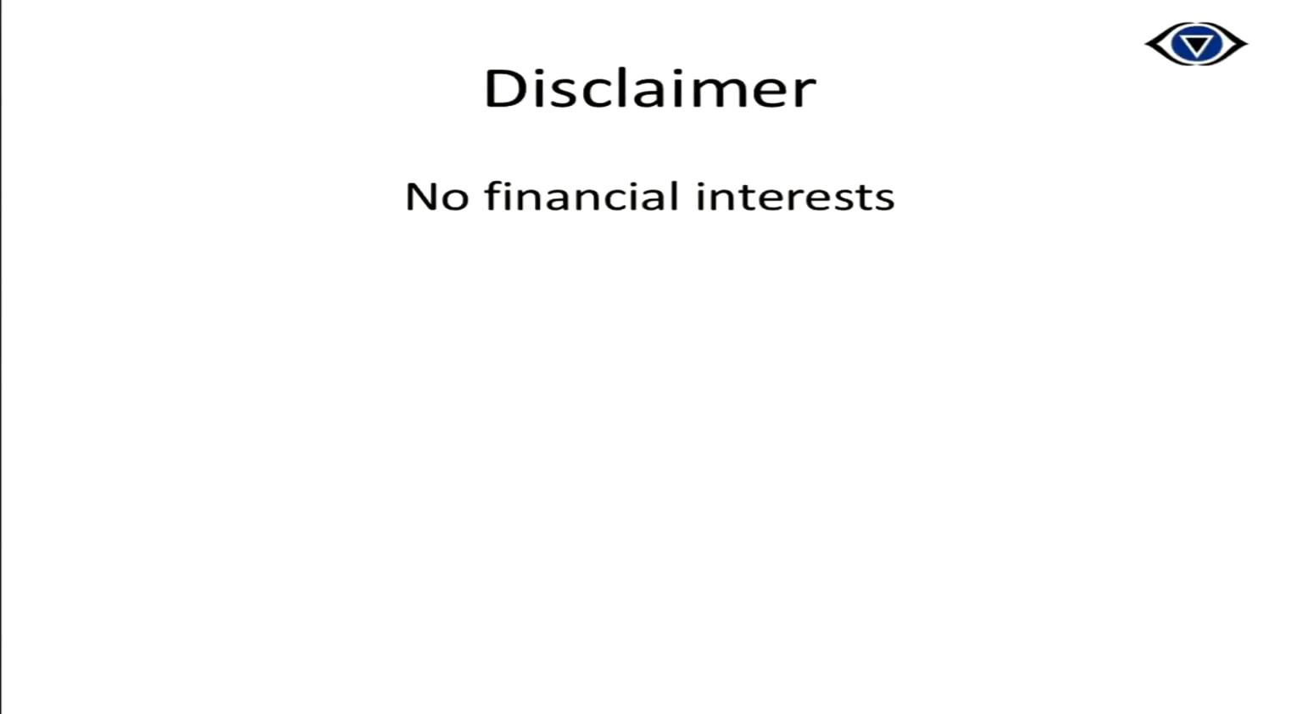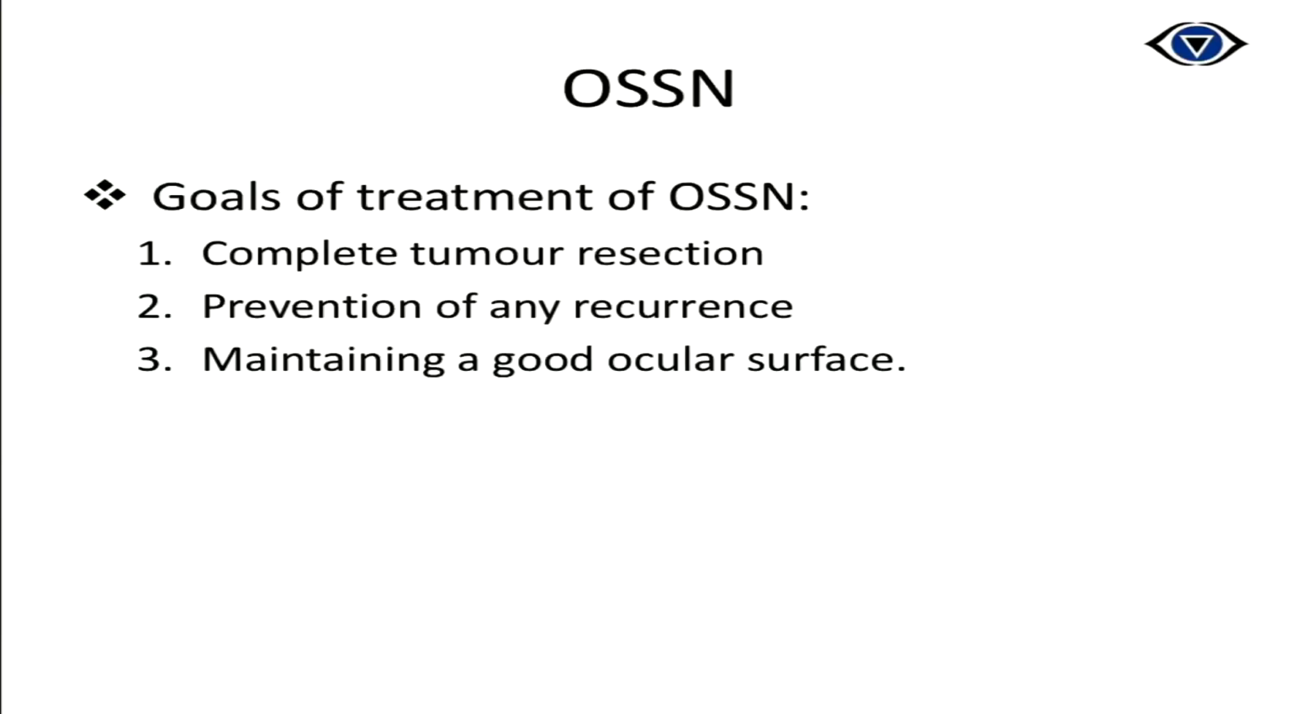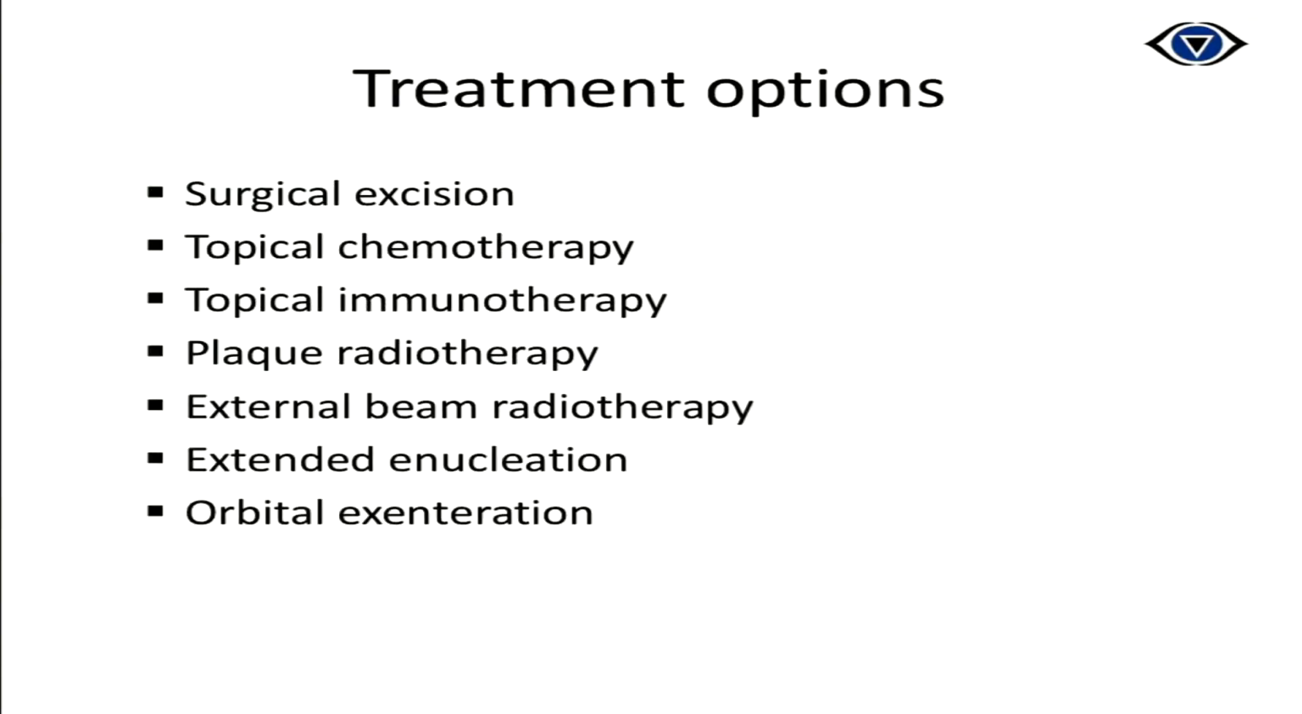Okay. So as we all know, OSSN can involve the conjunctiva as well as the cornea, and the goals of treatment of the OSSN are primarily the complete resection of the tumor, along with prevention of any recurrence and maintaining a good ocular surface postoperatively so as to reduce the morbidity.